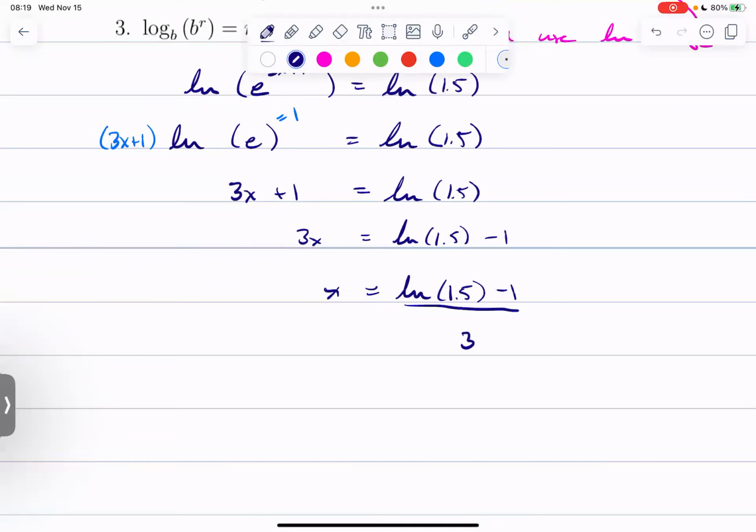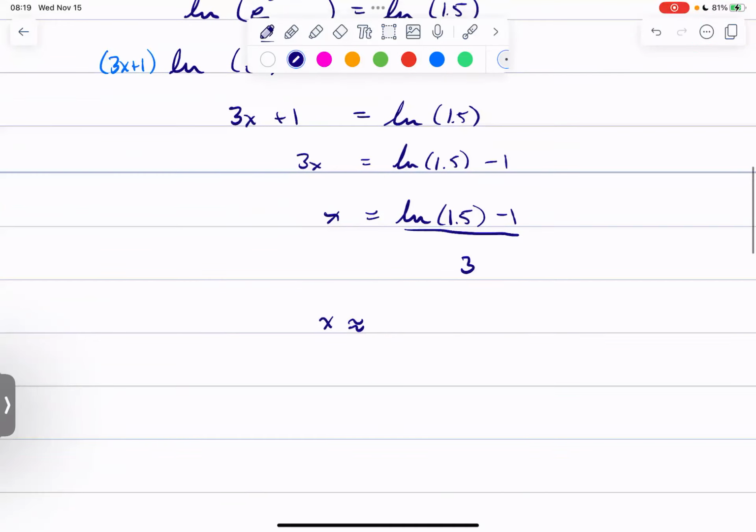Log of 1.5 minus 1 divided by 3, I get x is approximately... now if you wanted to leave it in the exact form, this is it, you're done, right? That's totally fine. But usually, I don't know, we like to give approximations. Negative 0.19817829973. But if you left it in exact form, then you're good. I'm happy.